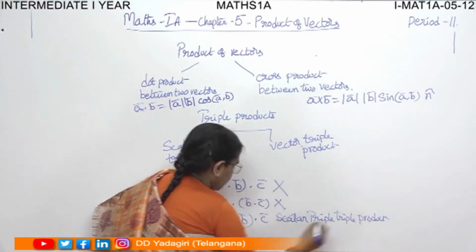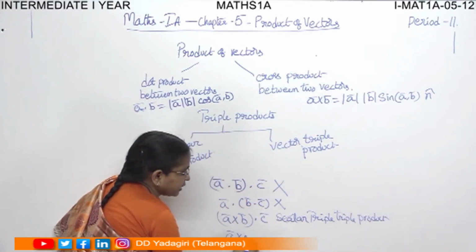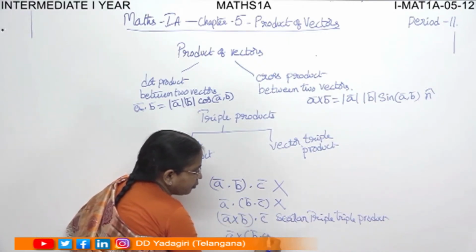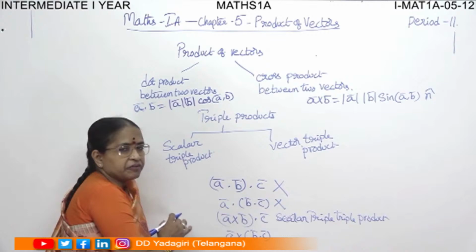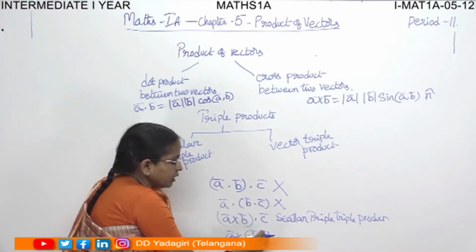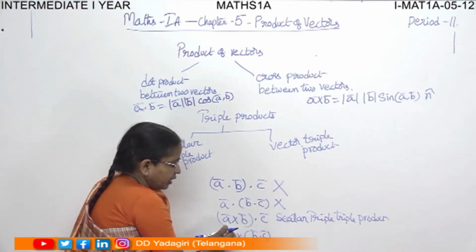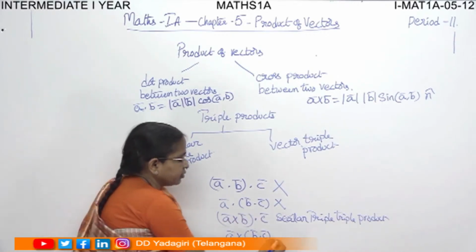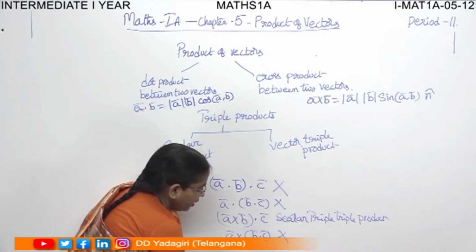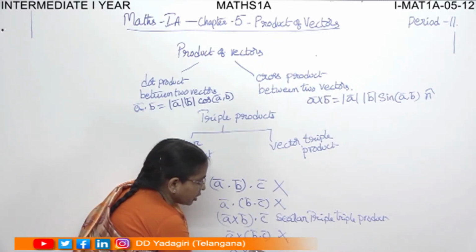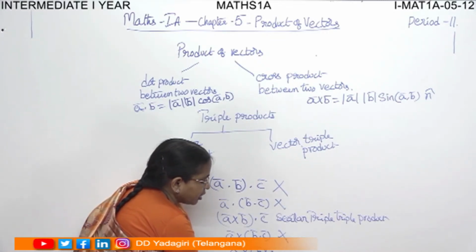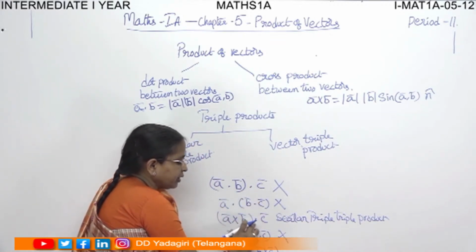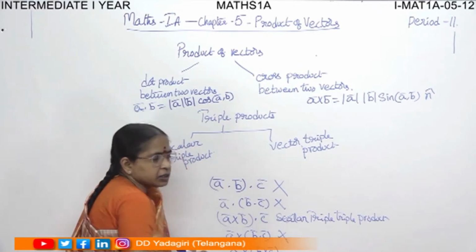Scalar triple product. Now suppose I put brackets here for B and C. Cross and dot are the same, but if I put dot here, is this defined? No, because this is a number. A is a vector, and vector cross number is not defined. So this is again not defined. Now I take both cross, A cross B cross C.